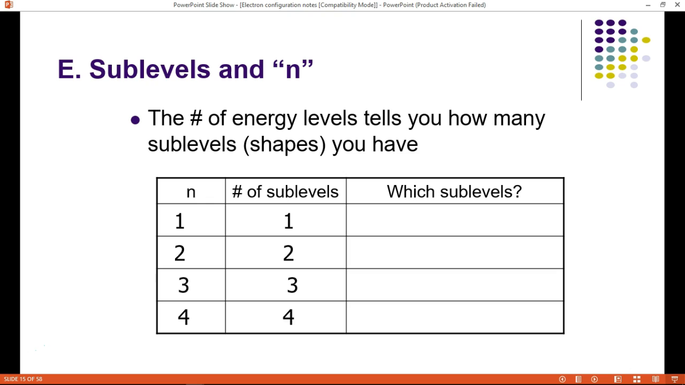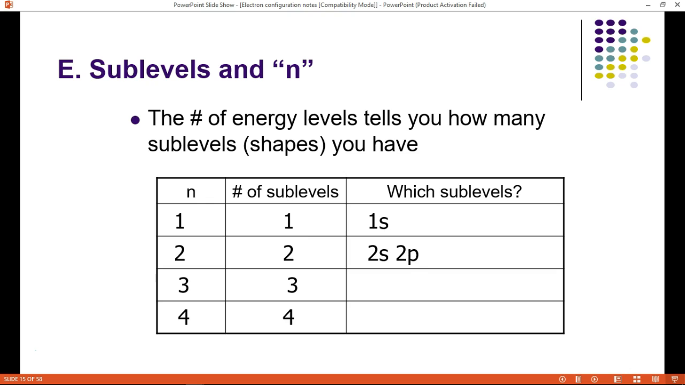Then we're going to figure out which sublevels. They're first named by the energy level that they're in, and then the shape. So in n equals 1, we have 1 sublevel, that's the 1s. In n equals 2, we have 2 sublevels, that's the 2s. And then if we memorize SPDF, the next one would be 2p.